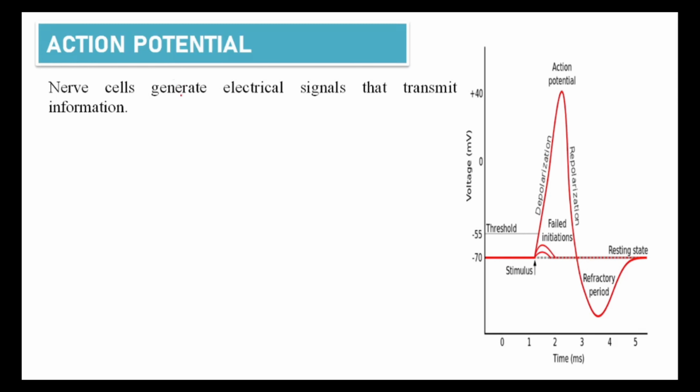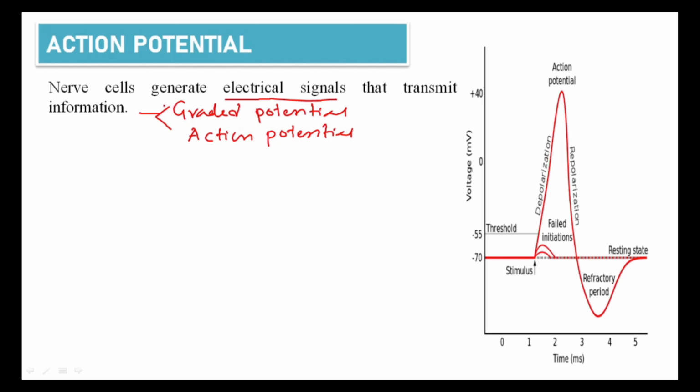Now in our first class, we have discussed the resting membrane potential and electrical signal. We have already discussed that the electrical signals generated by the nerve cell are mainly of two types: one is the graded potential and another is the action potential.